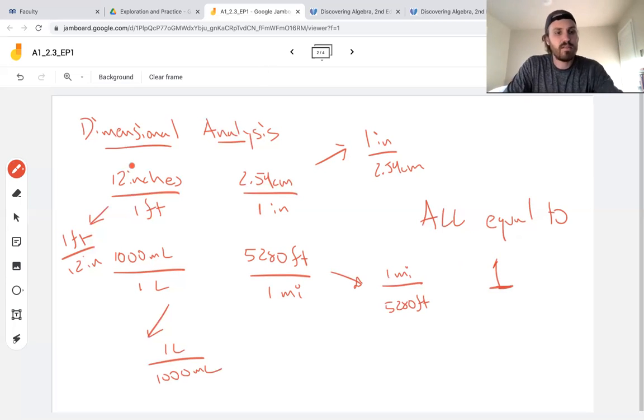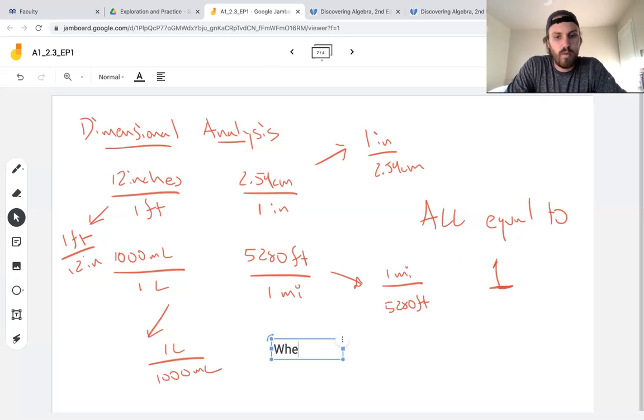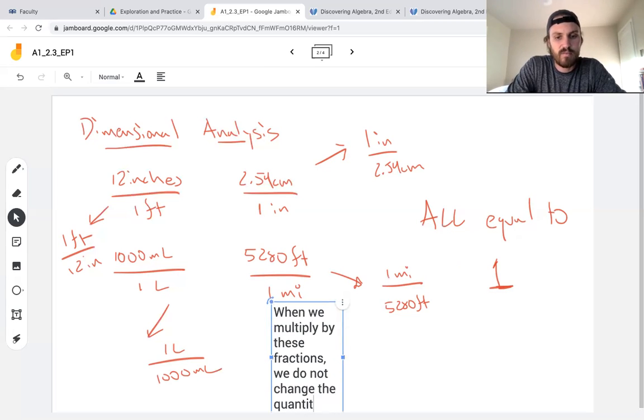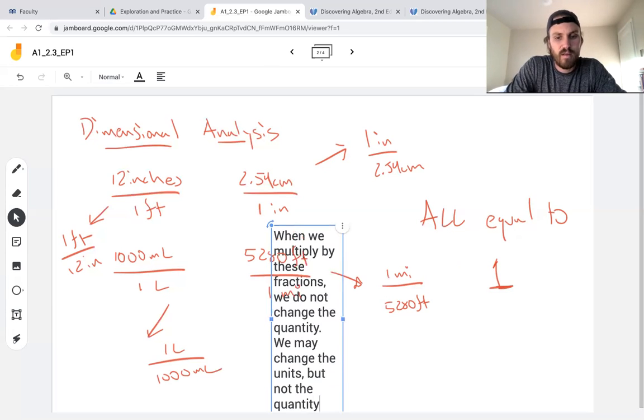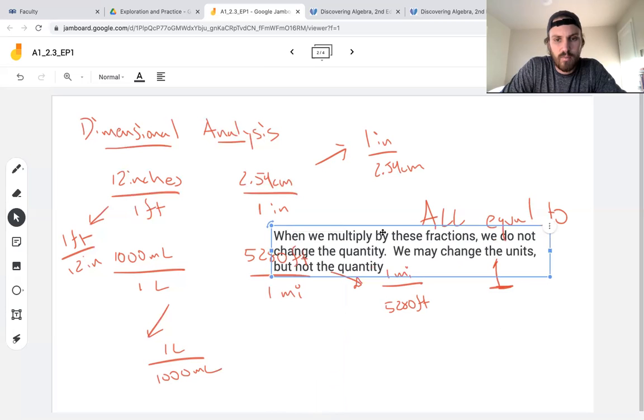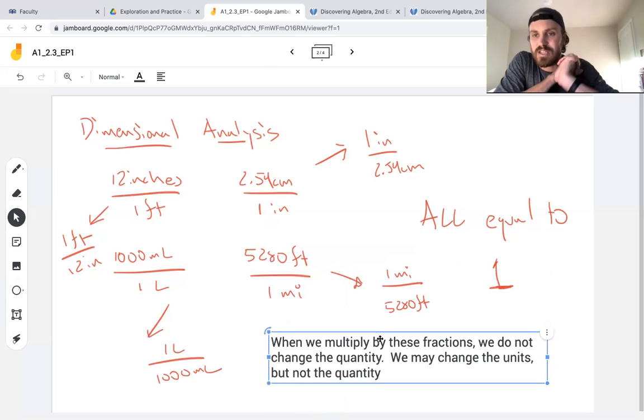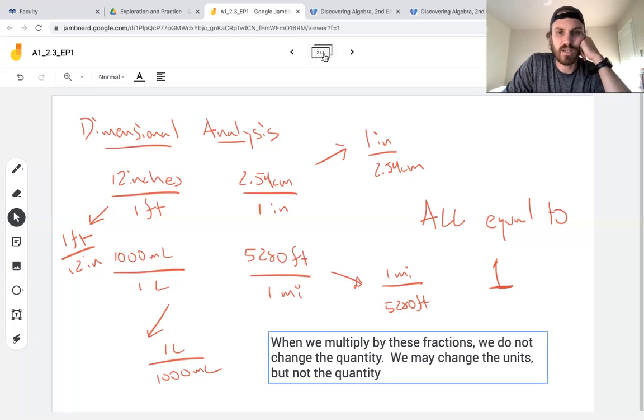And so what that means, and what's really important, is that when we multiply by these fractions, we do not change the quantity. We may change the units, but not the quantity. Because when you multiply something by 1, it just doesn't change it, right? 10 times 1 is 10, 13 times 1 is 13, 26 times 1 is 26. So we can multiply by these fractions and change the units, but not change the quantity.